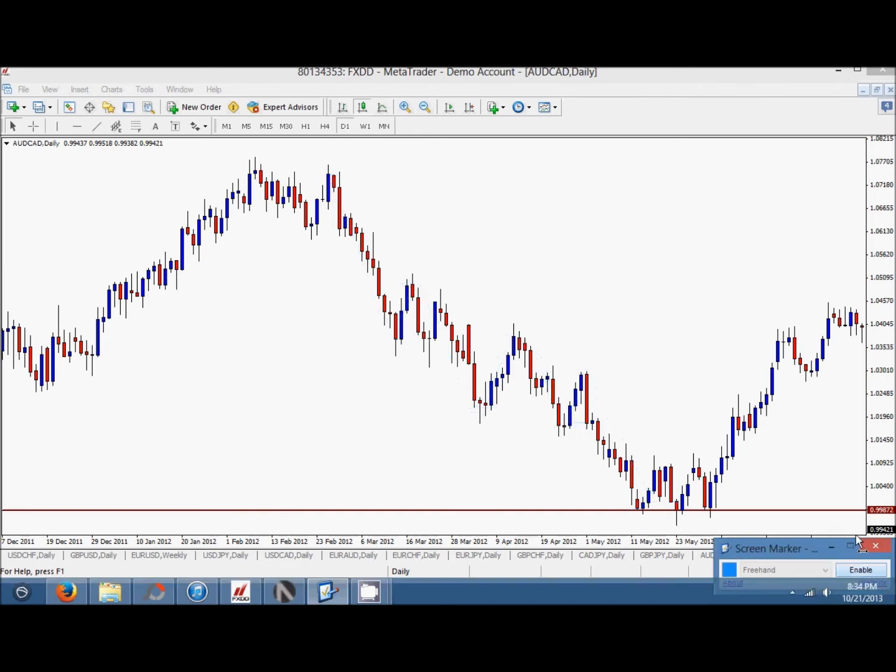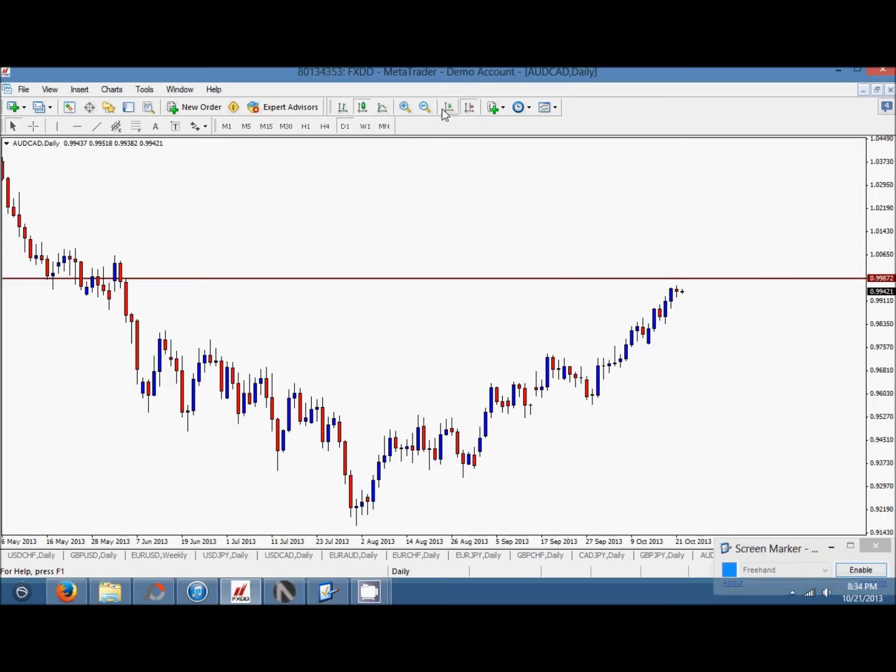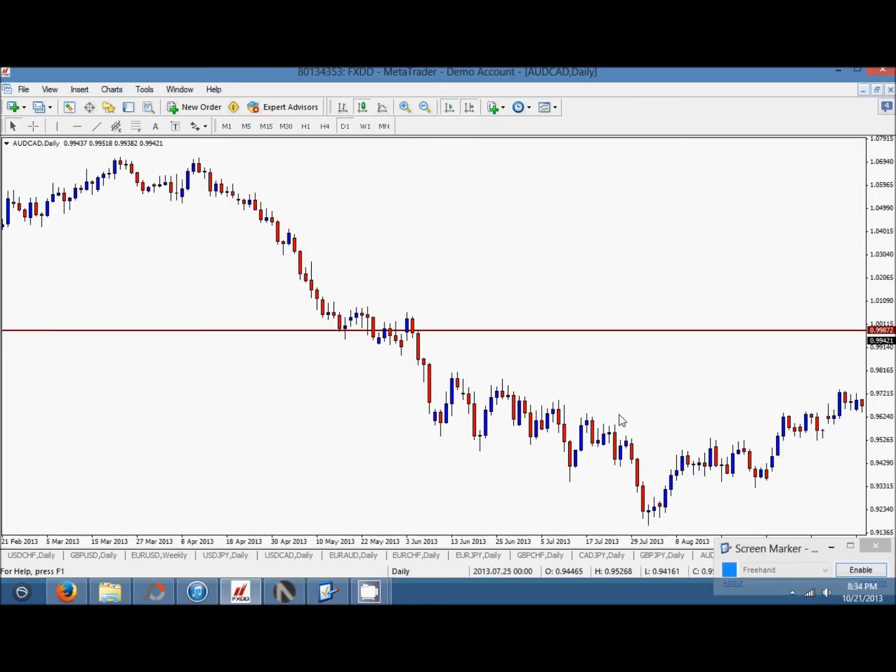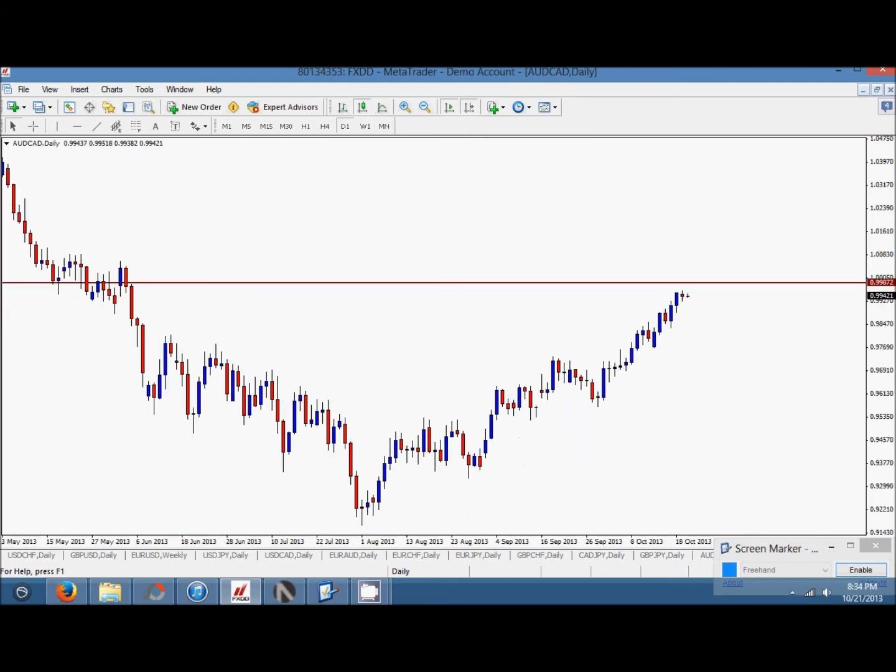So that's just a quick and easy way on how to identify the trends in the market. Identifying trends in the market is pretty easy to see. Obviously you can tell this is an uptrend, and this right here is a downtrend. So it's pretty easy to tell just by figuring it out.